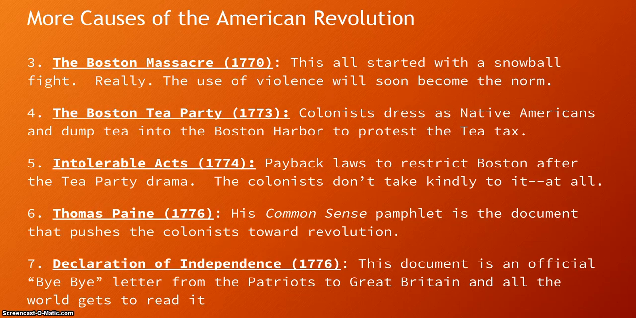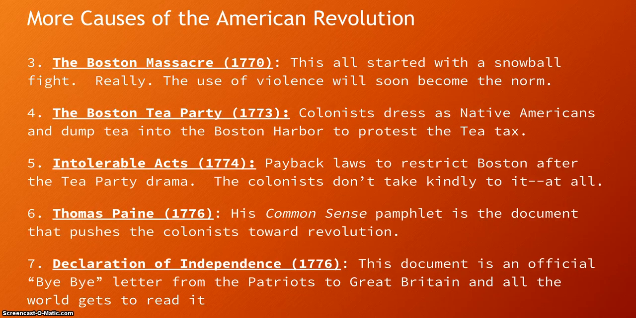And then finally, Declaration of Independence, July 1776, of course, written primarily by Thomas Jefferson. This document is, I call it, the official bye-bye letter from the Patriots to Great Britain. And essentially, Jefferson lays out a very clear thesis statement. King George, because he is a tyrannical leader who does not serve the needs of the people, who in fact oppresses his subjects, those subjects therefore have the right to overthrow that unjust government.